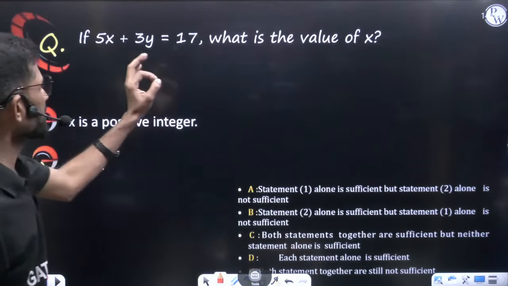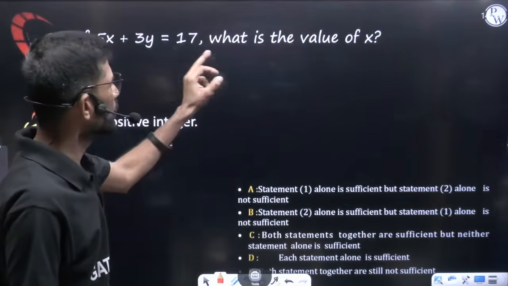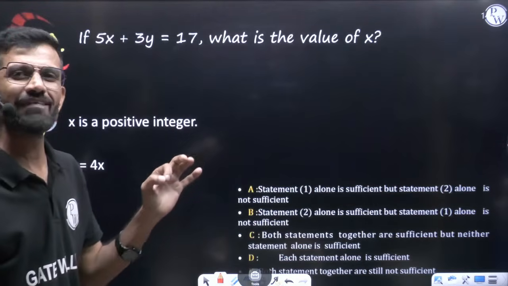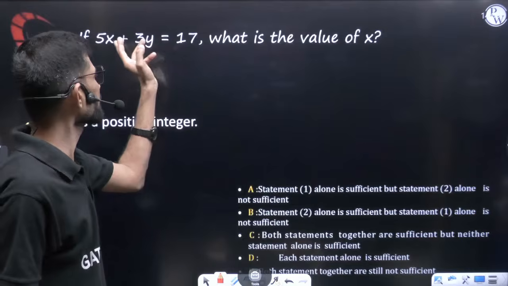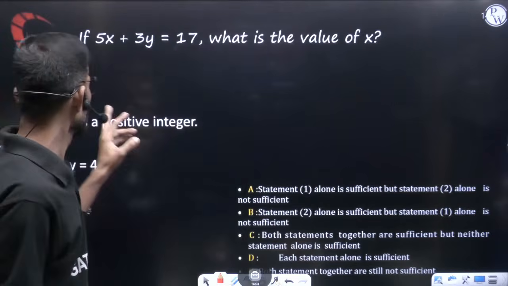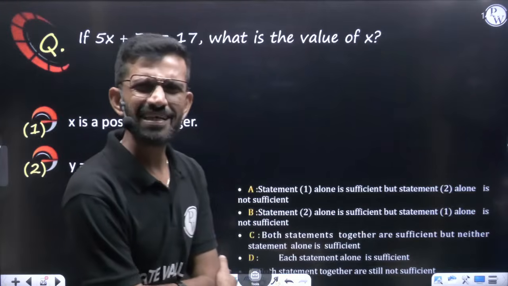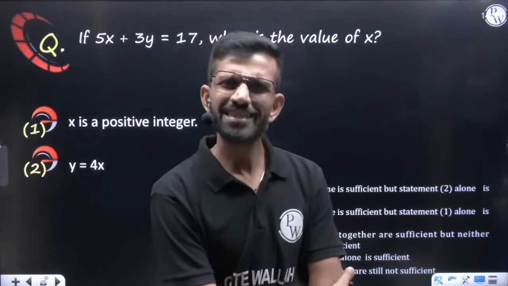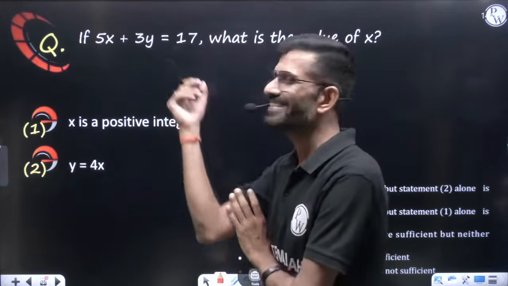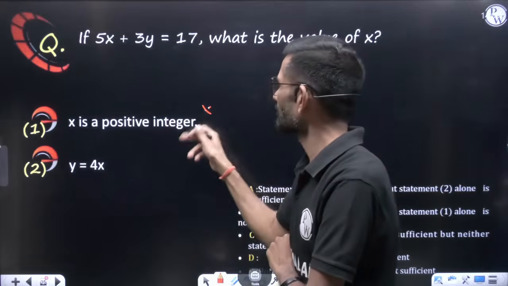If 5x plus 3y is equal to 17, what is the value of x? What is the value of x? The equation they have given, they are trying to ask you the exact value of x. First statement, x is a positive integer. X is a positive integer. Just by understanding x is a positive integer, how can we find? First alone is not sufficient.